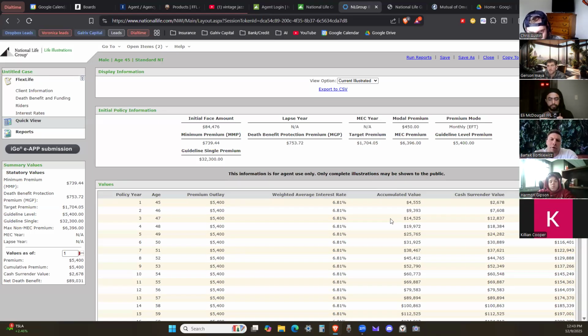What if they go over the $6,396 yearly? If they do that, again, it's not easy to do that. NLG will notify you and warn you not to do that. But when you do that, MEC stands for Modified Endowment Contract. In simple terms, you would lose the tax benefits of the IUL, the tax-free growth, and the liquidity of it.